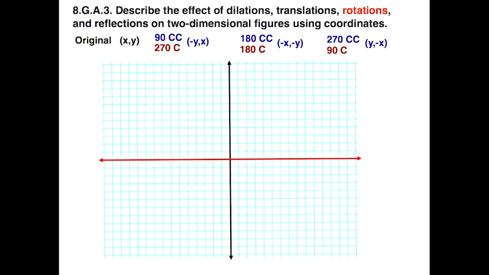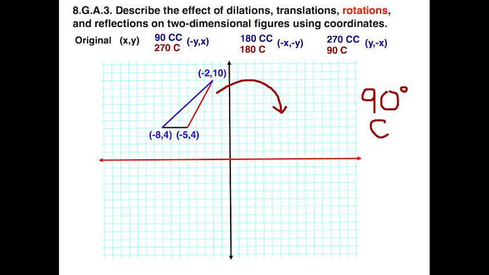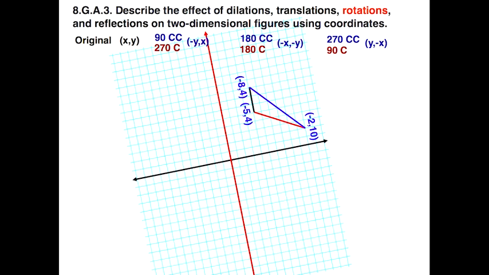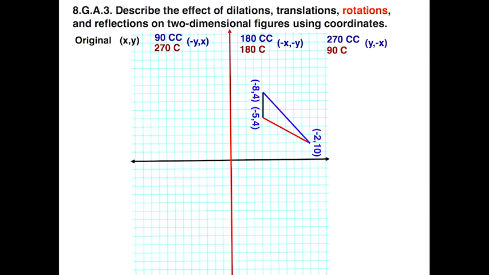Let's try this with some type of geometric figure. So let's take our graph, and let's say this is the figure. It's a triangle, and here's the coordinates. So these are our originals. Let's say we decide to do a 90-degree clockwise rotation. So we do that. Now what we need to do is figure out our new coordinates. And so here they are. There would be 4, 5, 4, 8, and 10, 2.